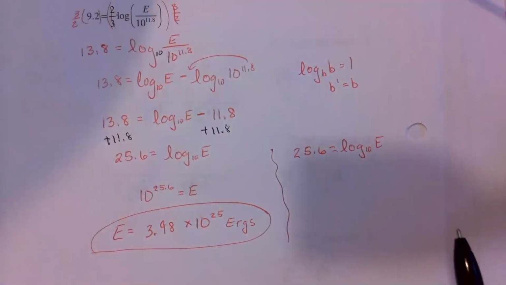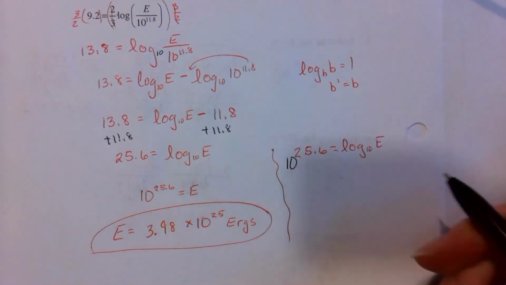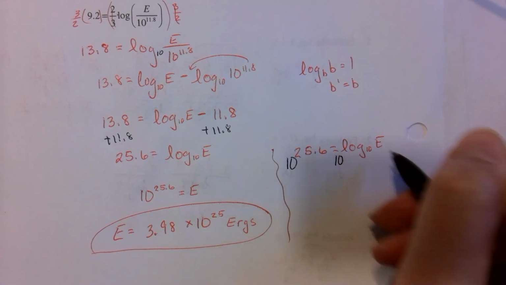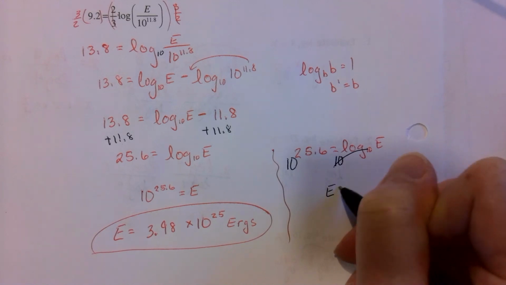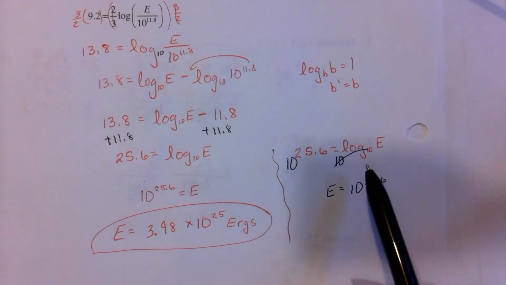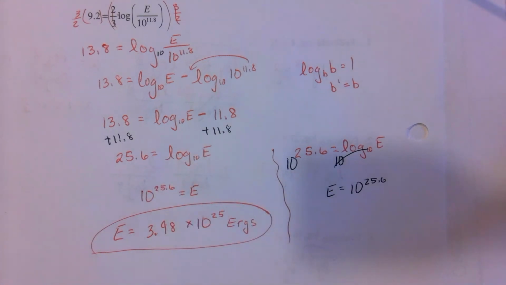So what I'm going to do is come in on both sides and raise this to my power. So 10 to the 25.6 is equal to 10 to the log base 10 of e. The 10 and log base 10 cancel out, and there it is again, guys. E is equal to 10 to the 25.6. So I could do it this way too. I just think more of us would take it from logarithmic form to exponential and find that answer.